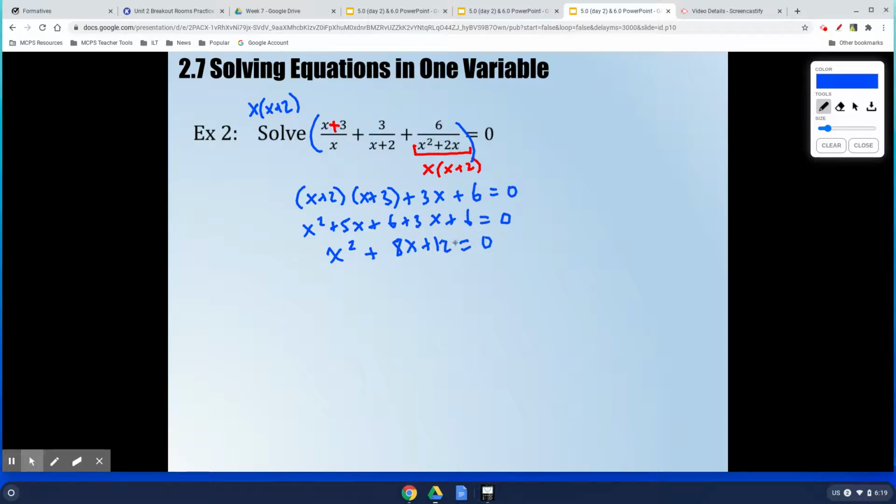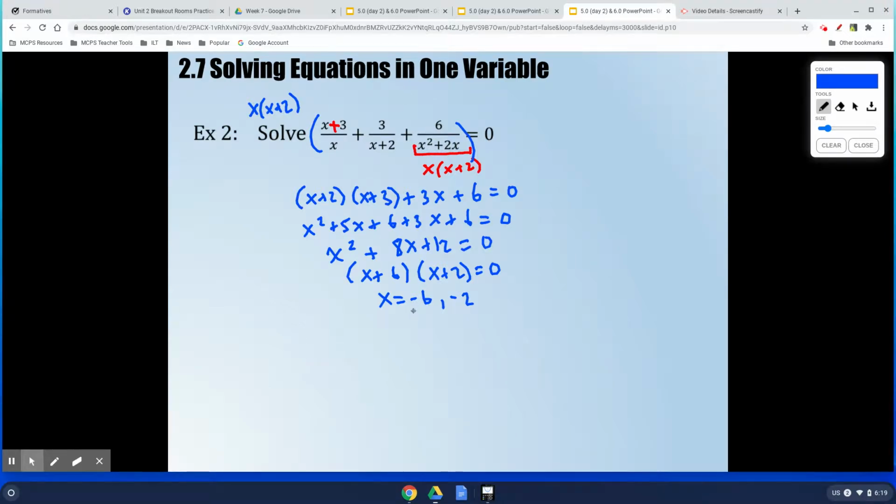Does this factor? 4 and 3, 6 and 2. x plus 6, x plus 2 equals 0. And we get x equals negative 6 and negative 2. Right? Those are my two solutions. Do they work?